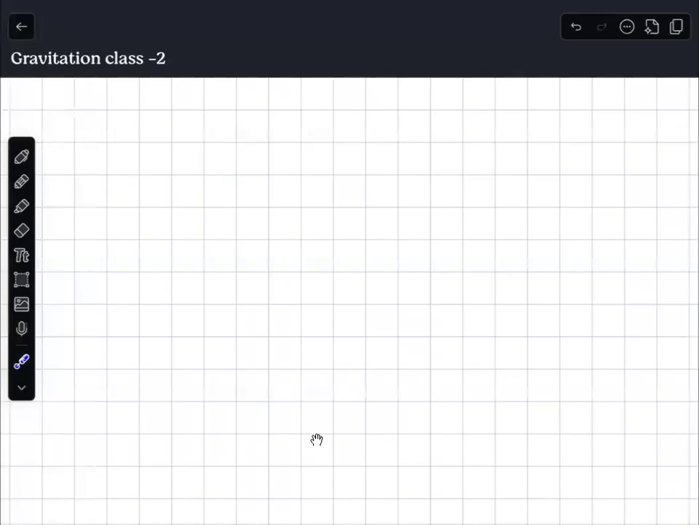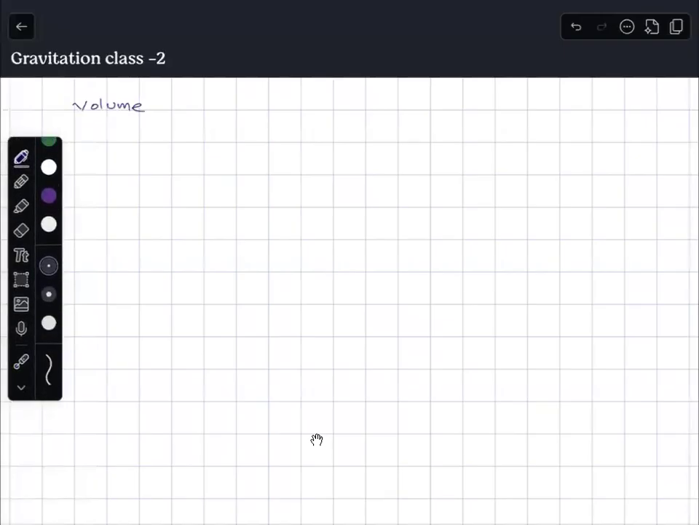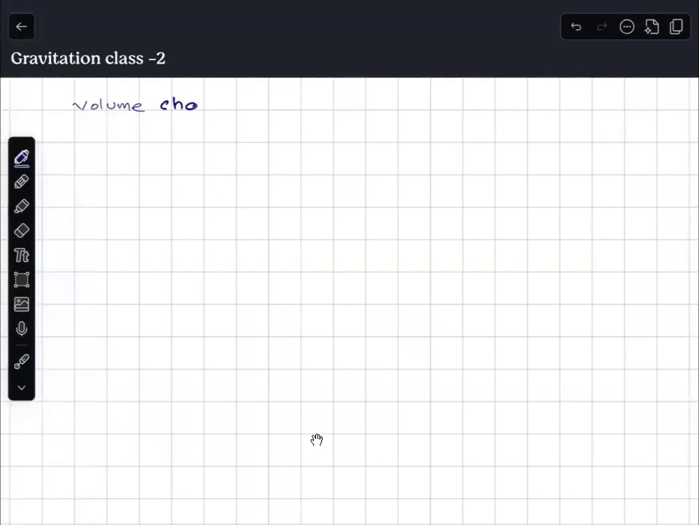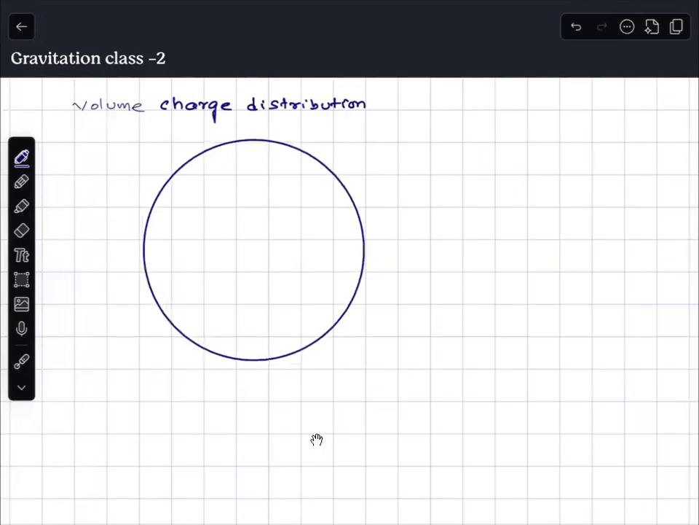And you know, in case of volume charge distribution, at any point inside which is at a distance r, the intensity of gravitational field E is given as 4 by 3 pi G rho r. Remember, this is always attractive, you know.